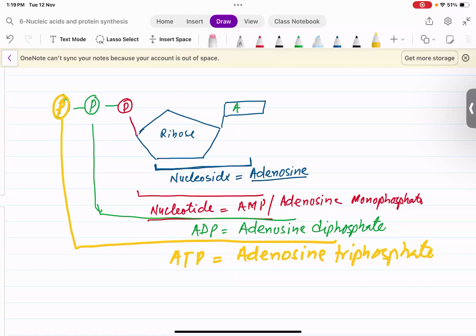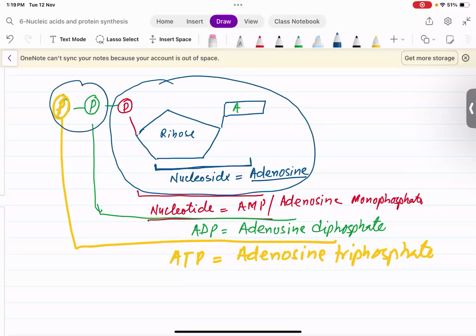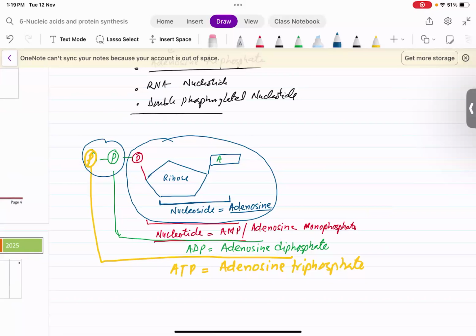So you see, this is a nucleotide, and there are two additional phosphate groups attached with it. So this is why it is called a double phosphorylated nucleotide. इसलिए हम इसे double phosphorylated nucleotide कहते हैं.